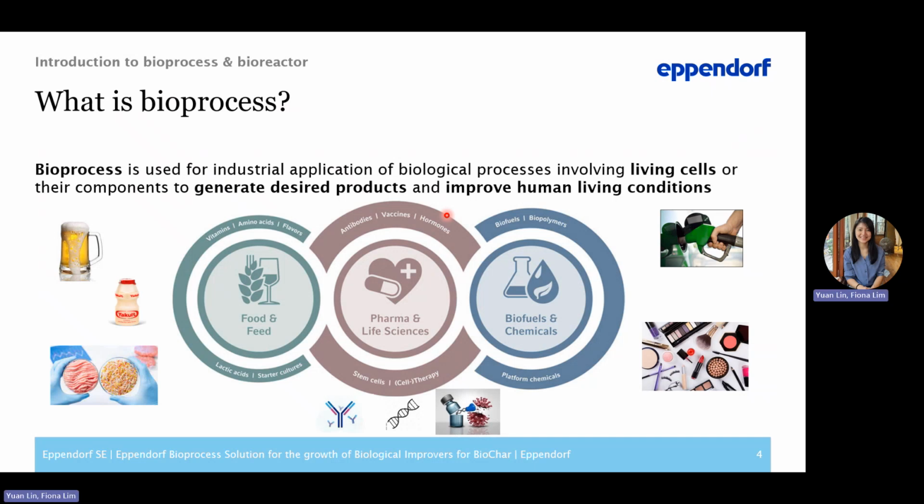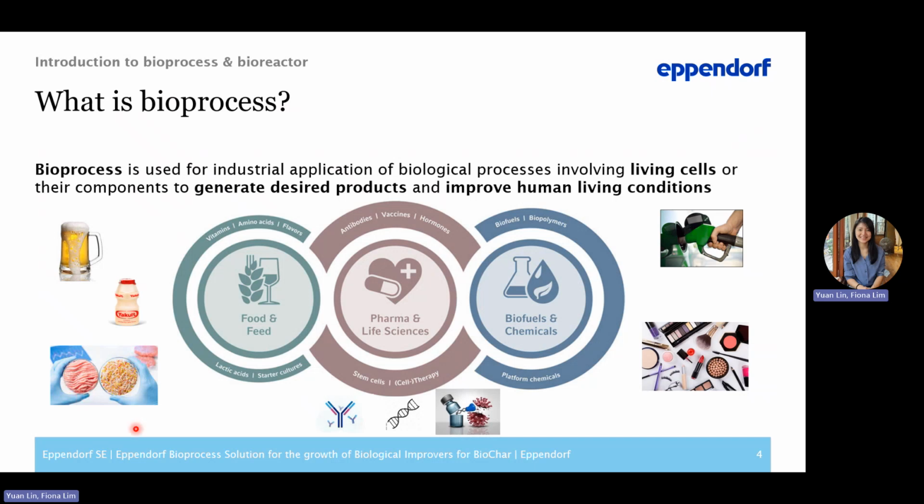Bioprocess can be used to culture living cells or organisms to produce, firstly, in green, food and feed, which is one of the relevance for the topic today. So food and feed, essentially, we are talking about cells making vitamin, amino acids, or flavoring for our food today, or even lactic acid as well as starter culture. So things like your Yakult in daily life, they are produced by microorganisms. In recent times, popularity has been seen to grow in the cultured meat industry.